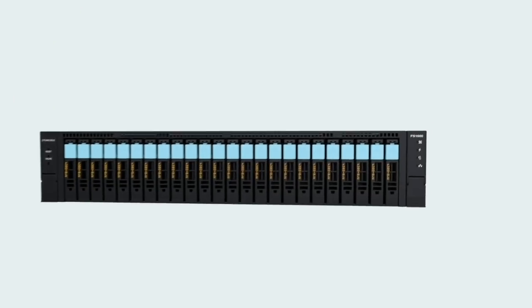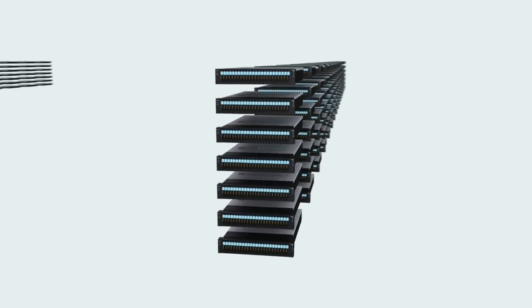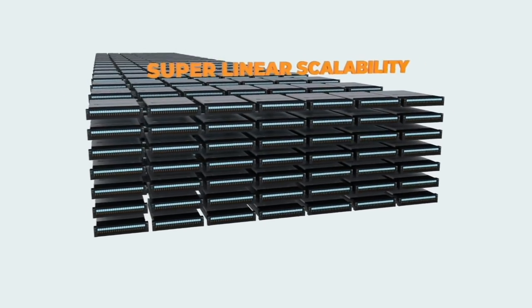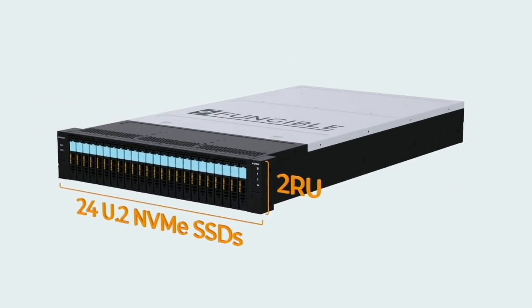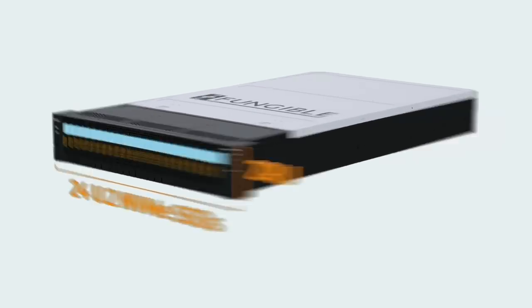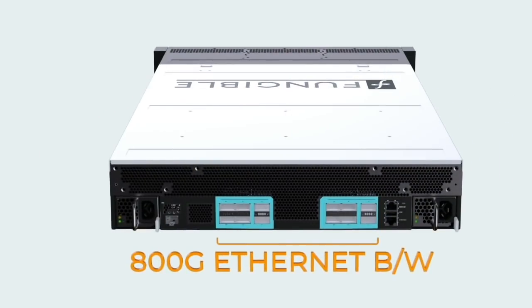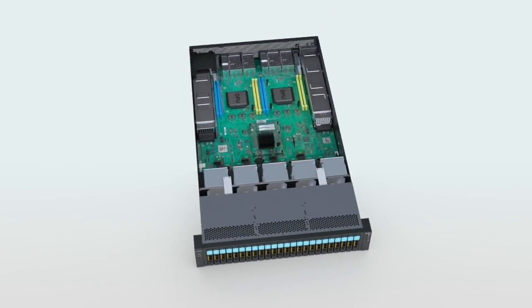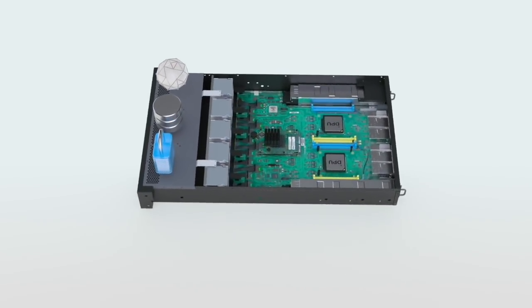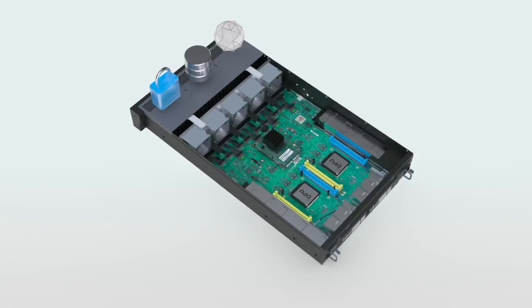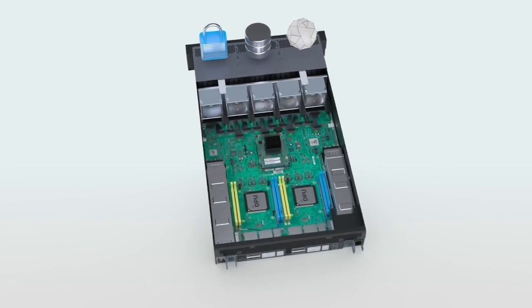The FS1600 was designed on the principle of scale-out architecture, where adding more nodes will increase the performance linearly. In fact, we can support up to thousands of nodes in a single data center. The FS1600 is a 19-inch wide, 2RU high storage node with 24 U.2 NVMe SSDs and 800 gigabit per second of Ethernet bandwidth. It is powered by two F1 DPUs, which are running the entire storage, networking, and security stacks. And as a result, the FS1600 achieves extremely high performance at DAS-like latency.